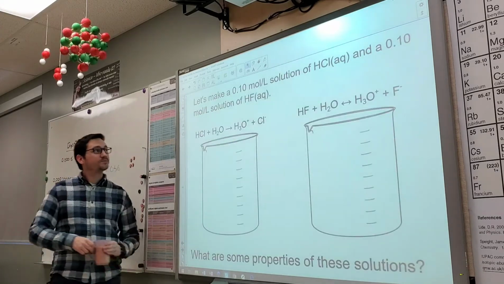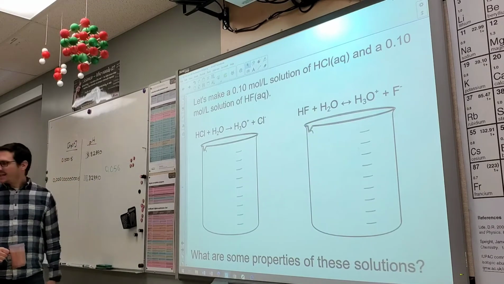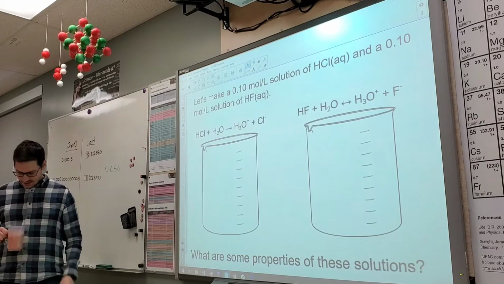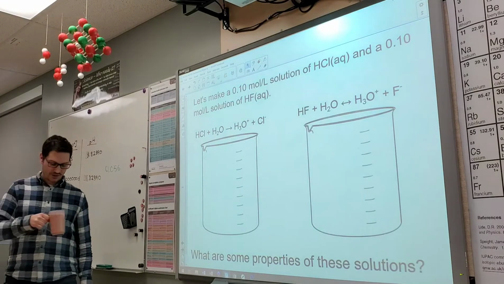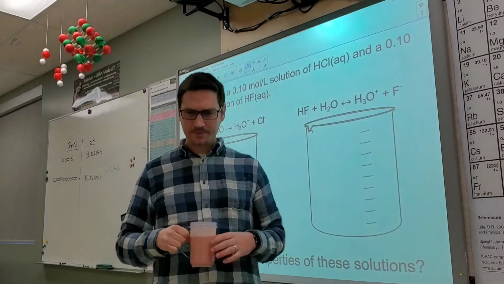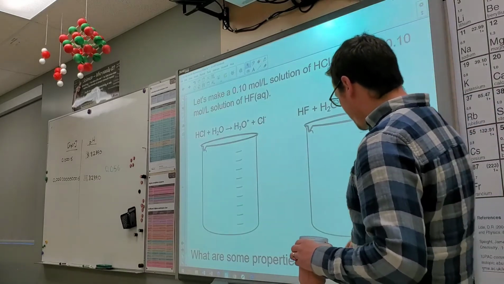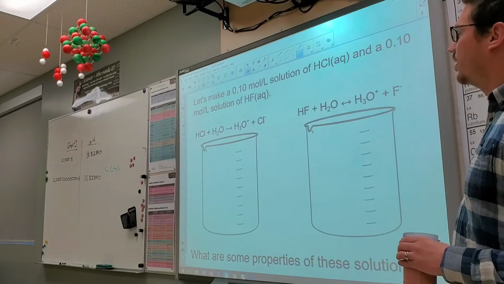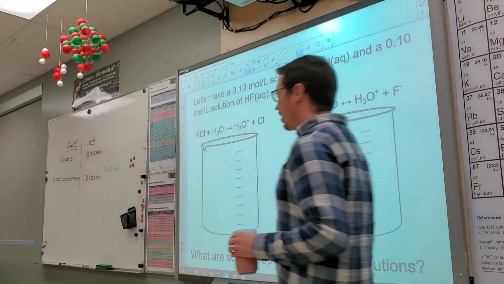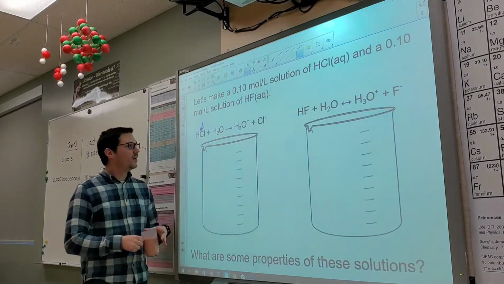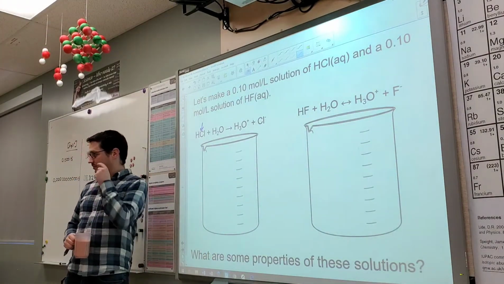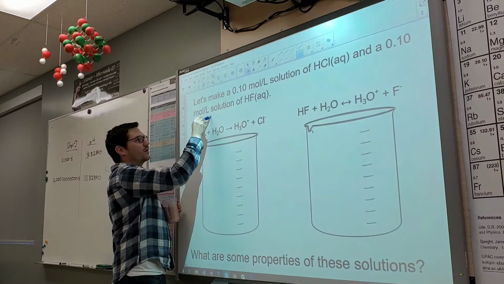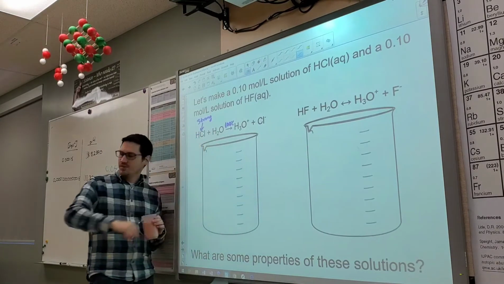Okay, good. Perfect. So let's take a look at a solution of 2 different acids with the exact same concentration. So let's make a 0.10 mole per liter solution of hydrochloric acid and a 0.10 mole per liter solution of HF. First thing I want you to think about. HCl, is it strong or weak? Strong. It's strong, right? So that means because this is strong, this is basically a 100% reaction.